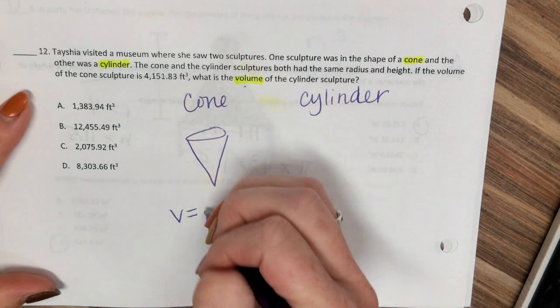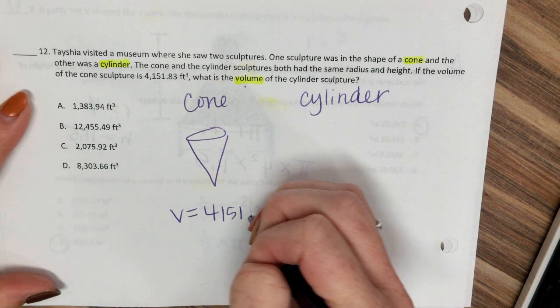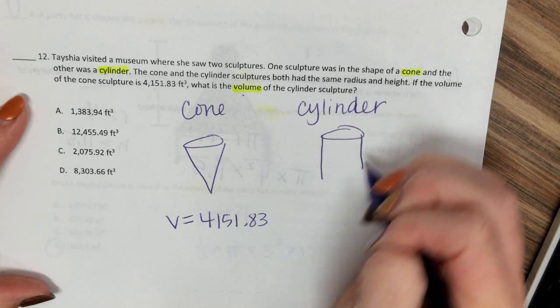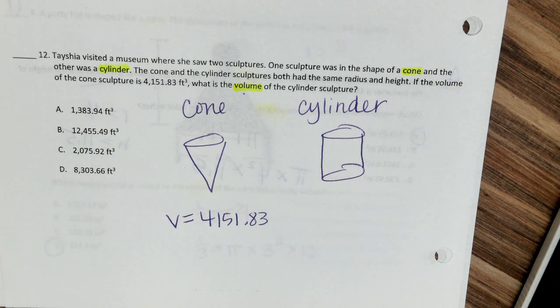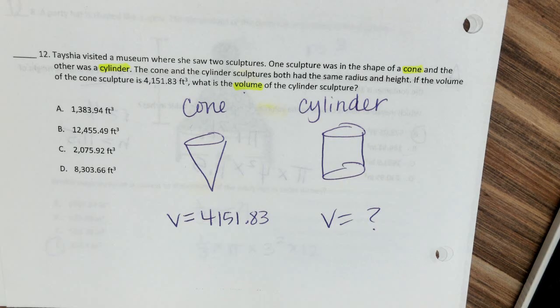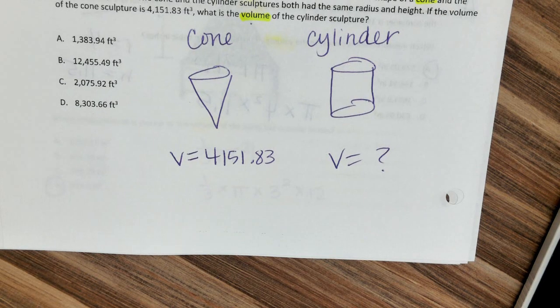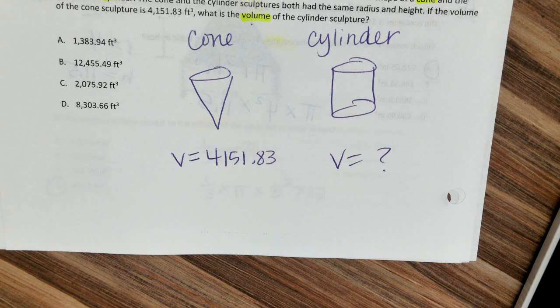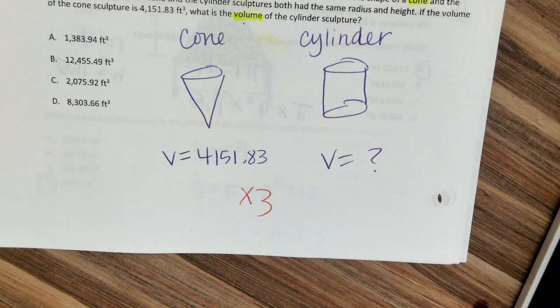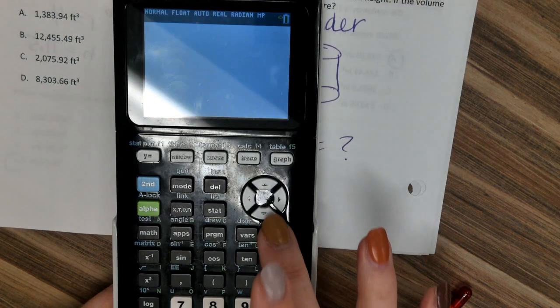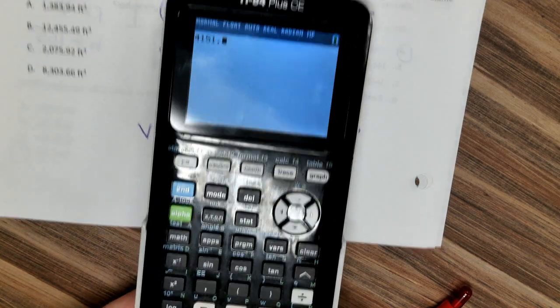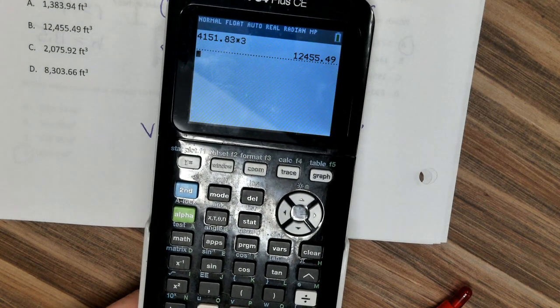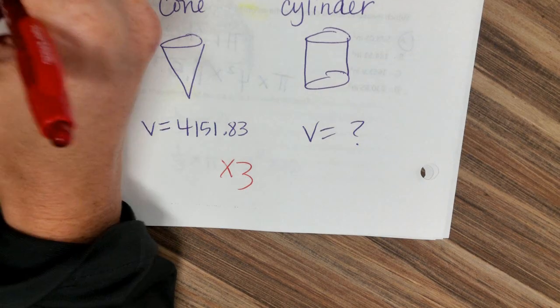The volume is 4,151.83. They asked for the volume of the cylinder. What do we know? Cones are 3 times smaller. Cylinders are 3 times. So what am I going to do to this answer to make it a cylinder? Multiply by 3. That's literally all you have to do. So I'm going to do 4151.83 times 3, which is 12,455.